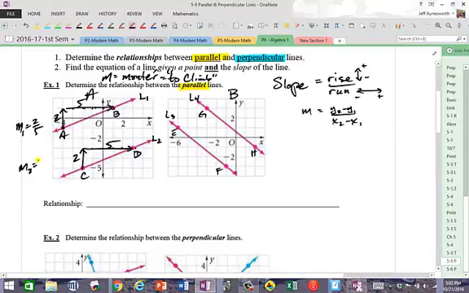So we go up 2, right 5. And notice, they're the same slope. The question is, does that happen all the time with parallel lines? L1 is parallel to L2, and right here, their slopes are the same. Does that happen all the time?